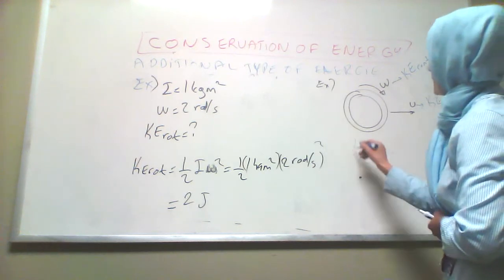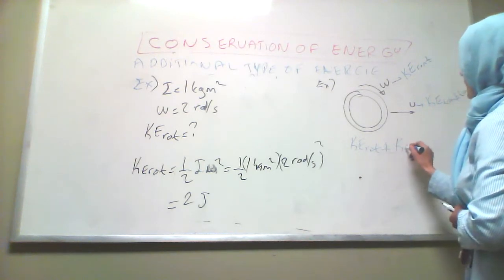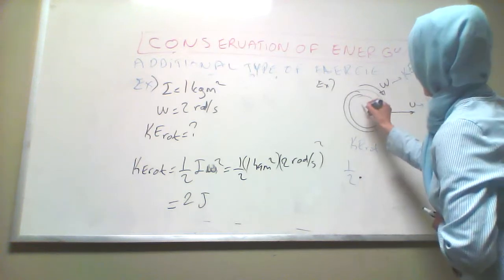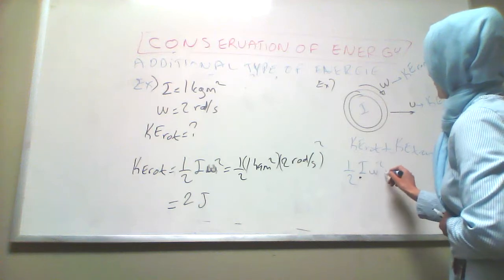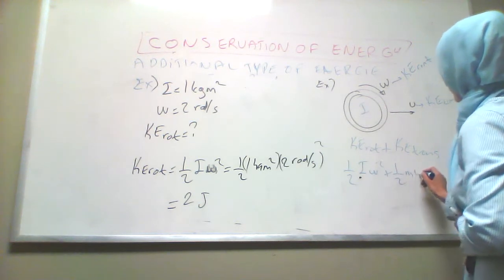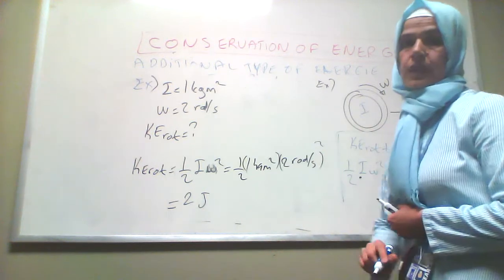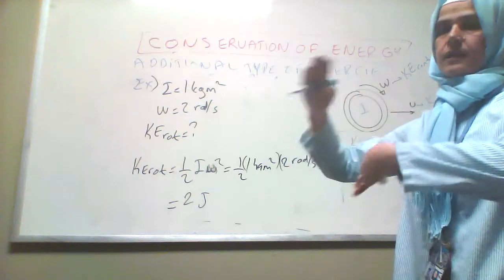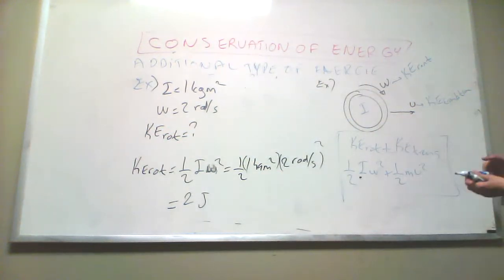So total kinetic energy will be kinetic energy rotational plus kinetic energy translational, which will be 1 over 2 I, again as the moment of inertia, I omega squared plus 1 over 2 m v squared. So total kinetic energy will be two types, rotational plus the translational, if an object is rotating plus moving along a line, linear line, like in this wheel in here.